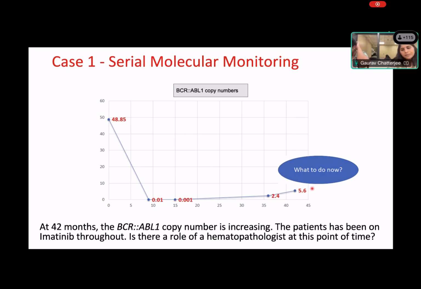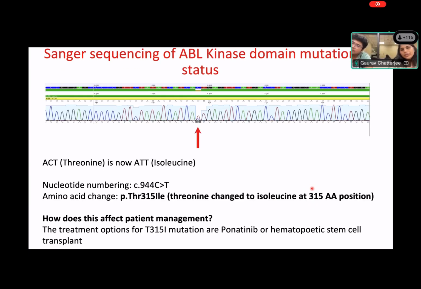So what would you do now, Dr. Preeti? No, maybe the patient is in remission. So the patient is not in remission. Is there any other molecular technique you can do to find out why this is happening? Anyone else? So we go ahead and do kinase domain mutation testing. Has anyone heard of this?